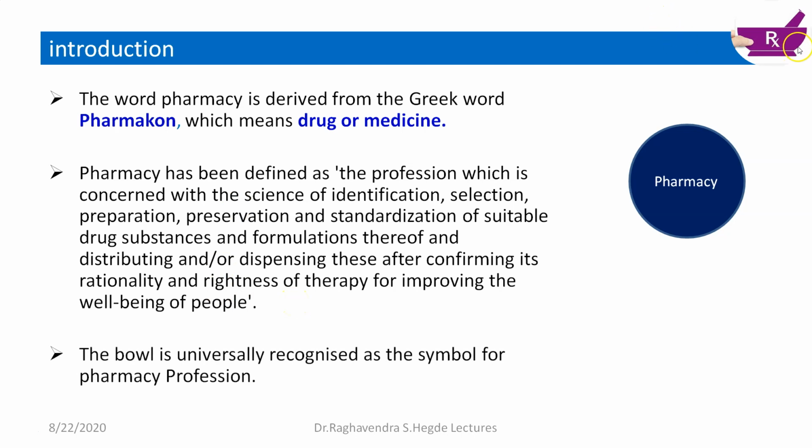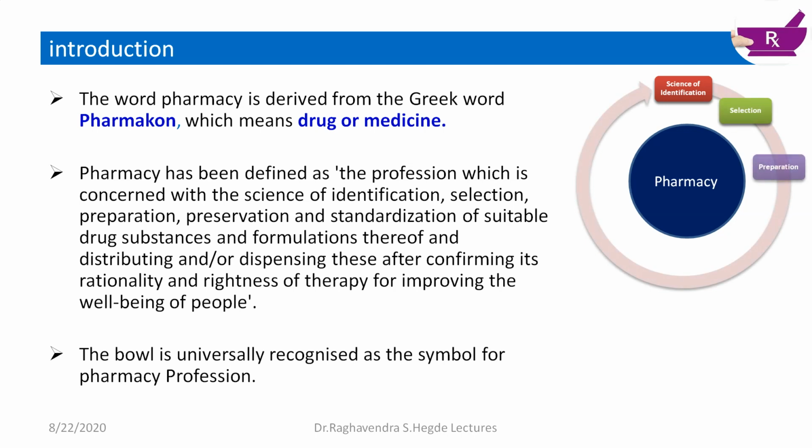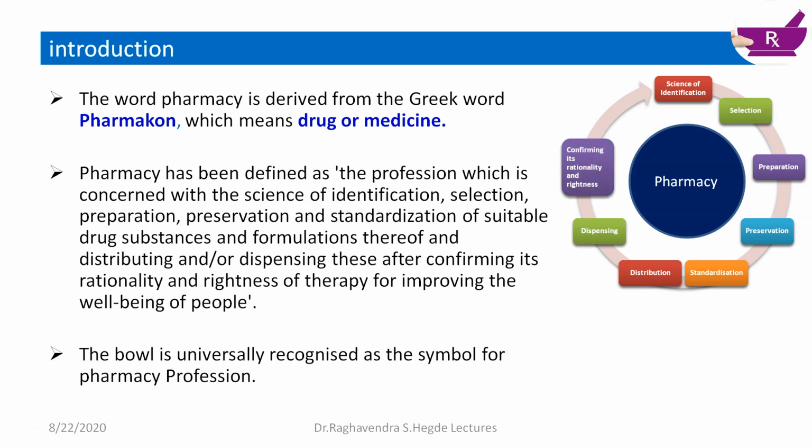The vowel, which is universally recognized as a symbol for the pharmacy profession. So, the pharmacy profession is a vast, quite exhaustive profession which starts with science of identification, selection, preparation, preservation, standardization, distribution, dispensing, confirming its rationality and rightness of therapy, and for improving well-being of the people or the public. The definition of pharmacy and the activities of the pharmacist is quite exhaustive.